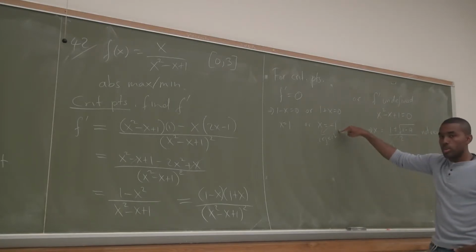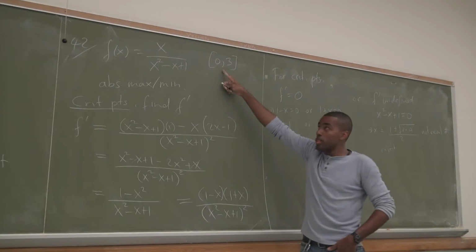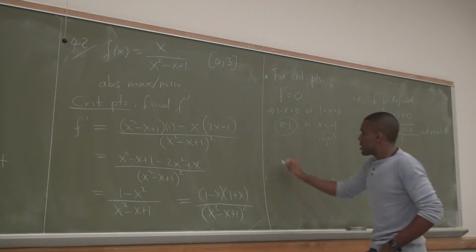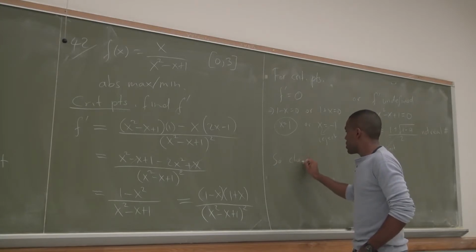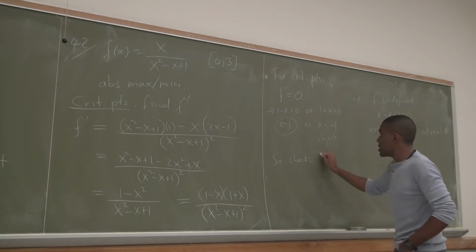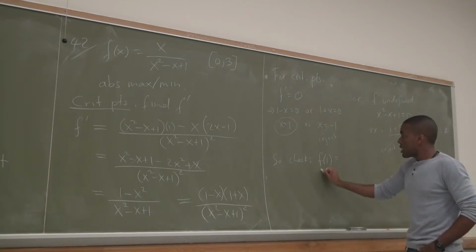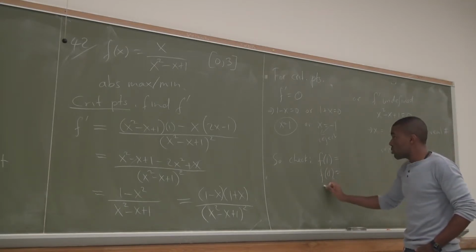Why did I reject this one? Because it's not in the interval. I only care about numbers between 0 and 3, and this is the only one. So all we have to do now is check these values. We're going to check what is f of 1 from the critical point. We also need to check the endpoints. What is f of 0 and what is f of 3?